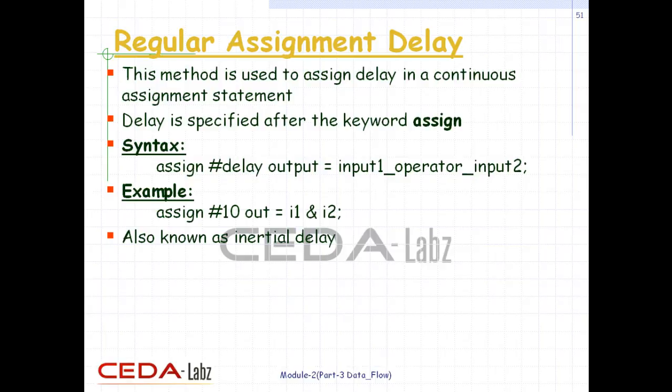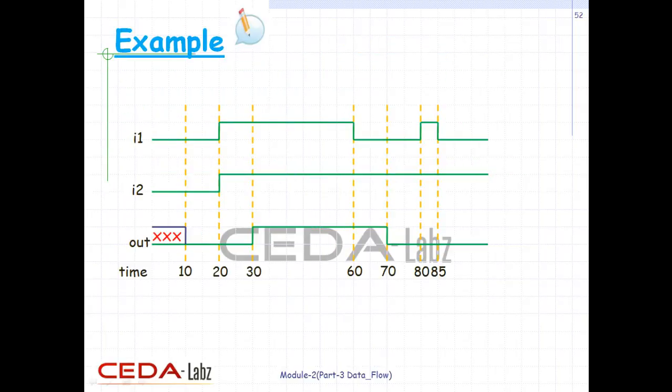An input pulse that is shorter than the delay of the assignment statement does not propagate to the output. This waveform is generated by simulating the example discussed in the last slide. It shows the delay on signal out. Note the following change. When signals I1 and I2 go high at time 20, out goes to a high 10 time units later, that is, time equals 30. When I1 goes low at 60, out changes to low at 70.